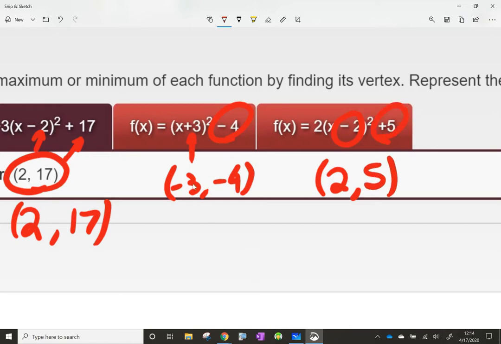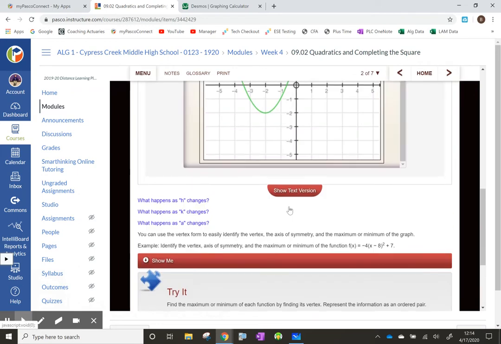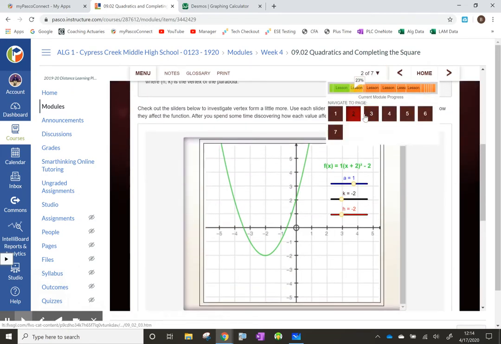And we could check that real quick. (-3, -4), (2, 5). Let's go. There you go, (-3, -4) is the answer. (2, 5) is the answer. So it's very, very easy. You don't have to do any work.